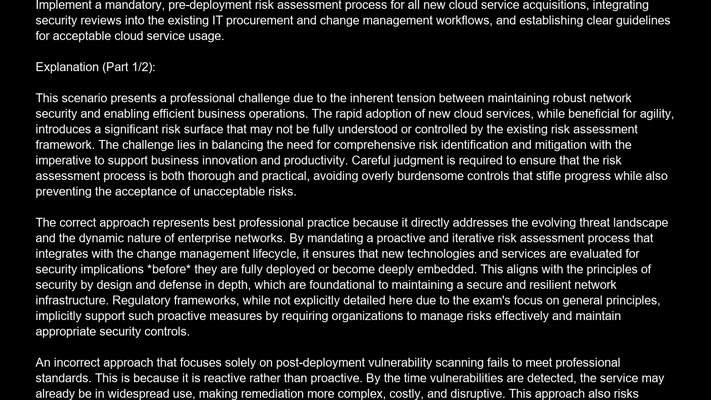This aligns with the principles of security by design and defense in depth, which are foundational to maintaining a secure and resilient network infrastructure. Regulatory frameworks, while not explicitly detailed here due to the exam's focus on general principles, implicitly support such proactive measures by requiring organizations to manage risks effectively and maintain appropriate security controls.